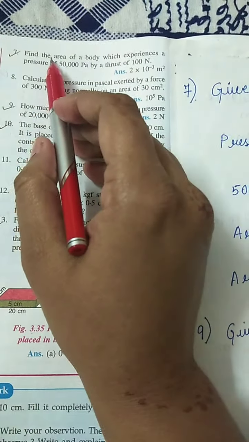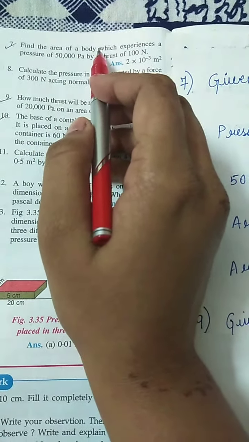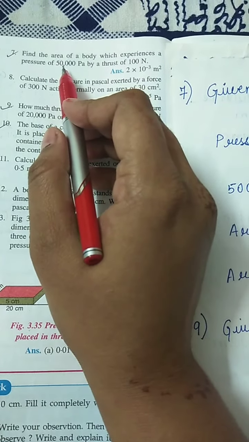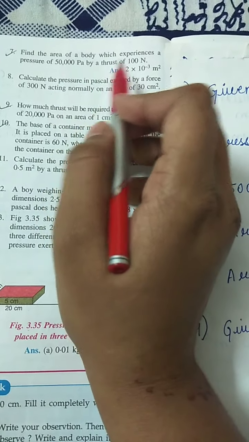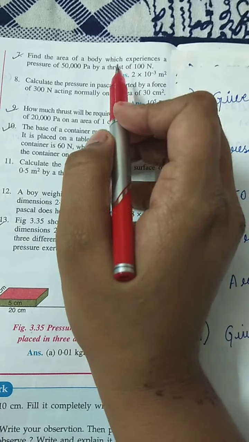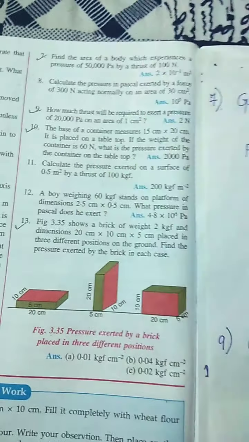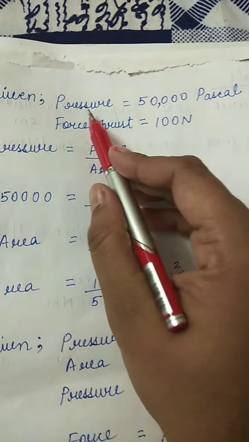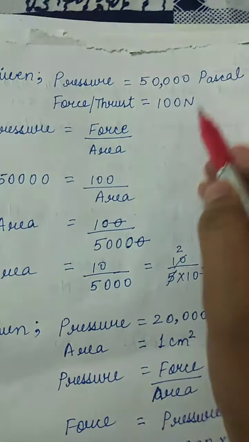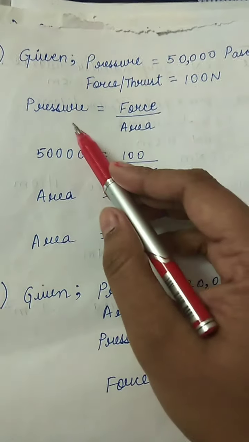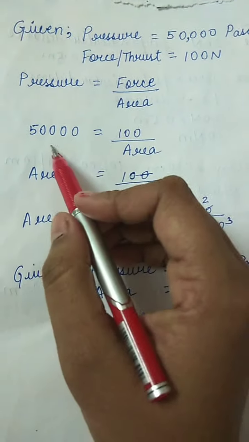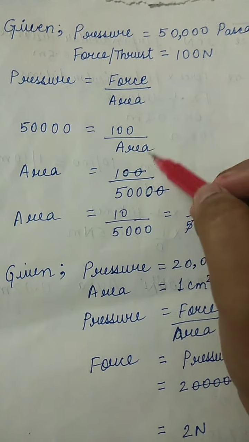The next question is, find the area of a body which experiences a pressure of 50,000 Pascal by a thrust of 100 Newton. Students, as we have already studied, thrust is nothing but force. So in the question, pressure is given as 50,000 Pascal, and force or thrust is given as 100 Newton. Pressure is force per unit area. So pressure is 50,000, force is 100, and we have to find the area.